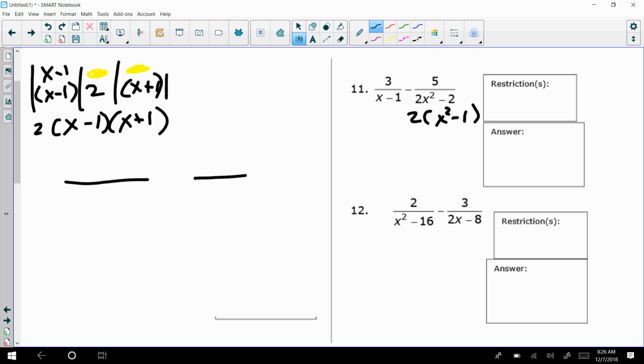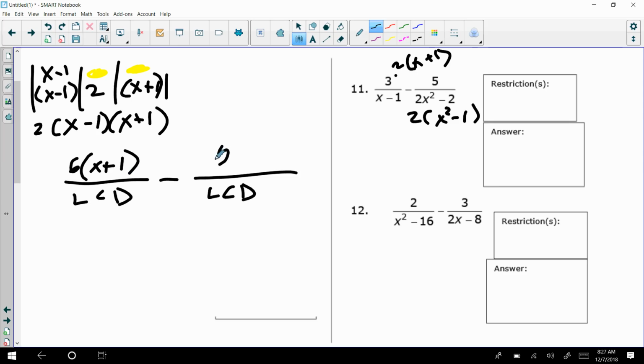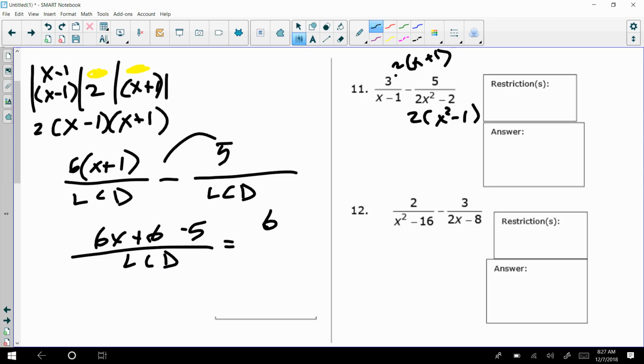So we're going to have this LCD with a minus sign. The first one has the 3, it's missing the 2, and it's missing the x plus 1. So that right there ends up being 3 times 2 is 6, and then we have x plus 1. And then the second one isn't missing anything, so it's just got the 5. Remember that the negative goes with that 5. So on top I have 6x plus 6 minus 5 all over the LCD. 6x plus 6 minus 5 gives us 6x plus 1. And then my LCD is 2, x minus 1, x plus 1.